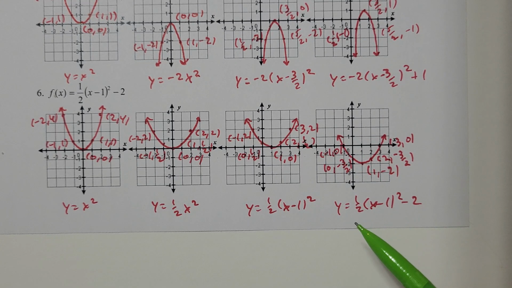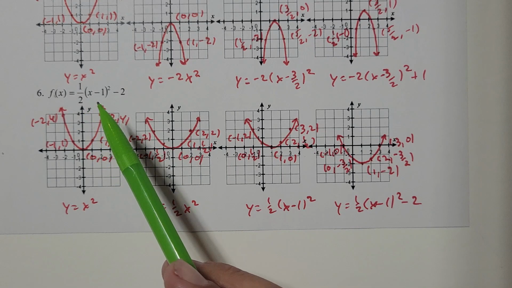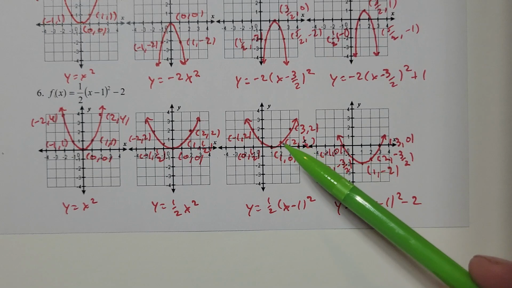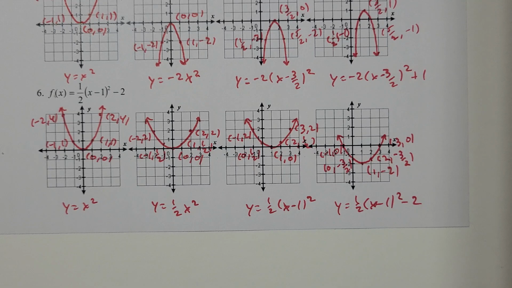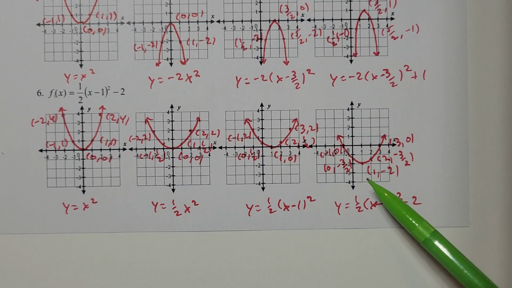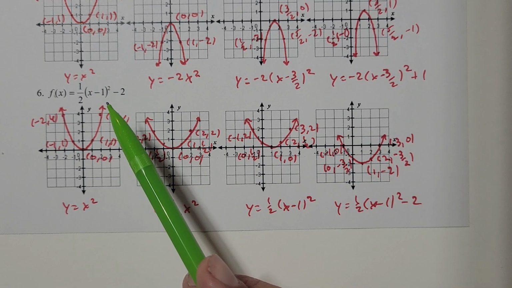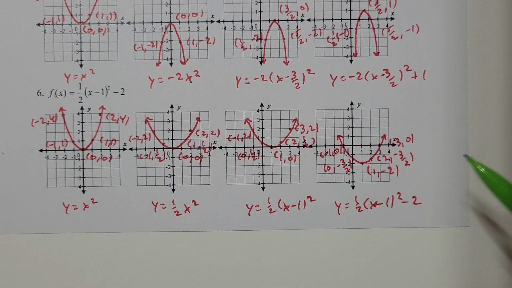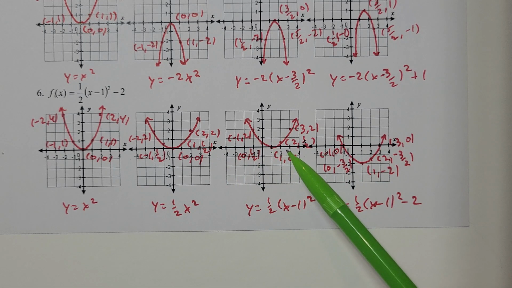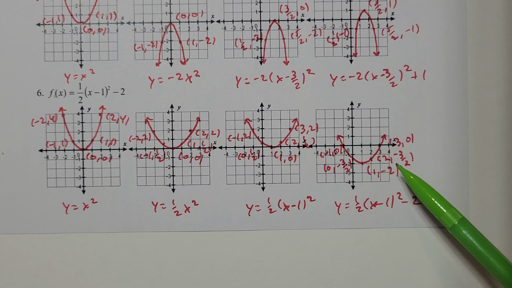And so it's going to be y equals 1/2 times x minus 1 squared minus 2. Okay, so the minus 2 means I'm going to have to shift graph 3 down 2 units. Okay, so if I do that, 1, 0 is going to go to 1, -2. That looks good, right? Because we said that the vertex is at the point 1, -2. Okay, and then 2, 1/2 is going to be at 2, -3 halves.